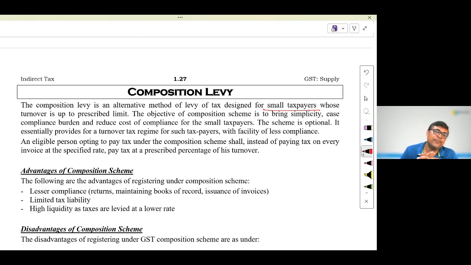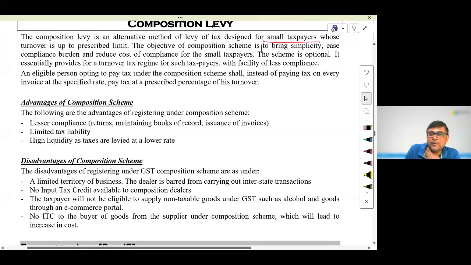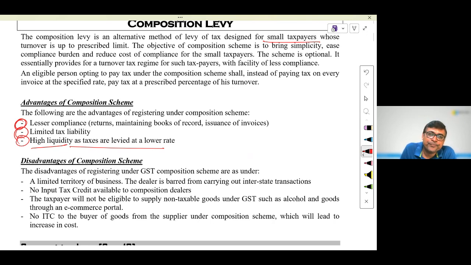Keeping all these things in mind, the government provided this type of scheme for small taxpayer. What are the advantages of composition scheme? There are lesser compliances. Obviously, that is the main purpose. Limited tax liability, which may convert into high liquidity as taxes are levied at lower rate. But if someone is getting these benefits, you are supposed to sacrifice certain things. You are supposed to compromise certain things.